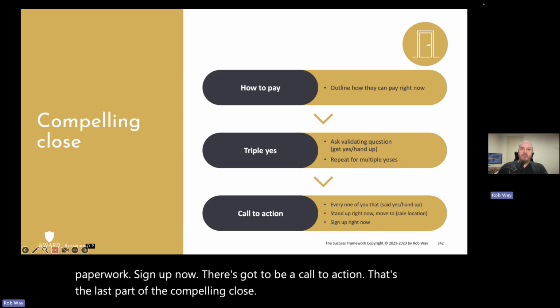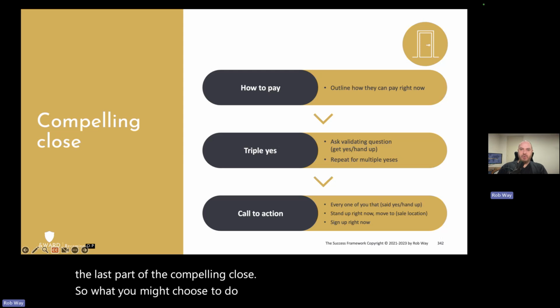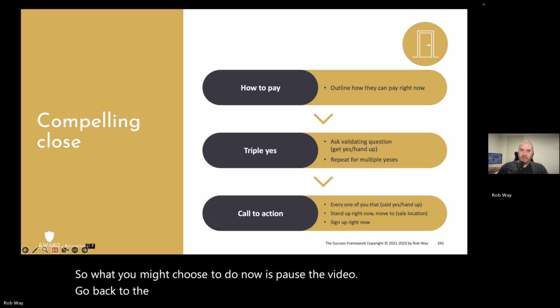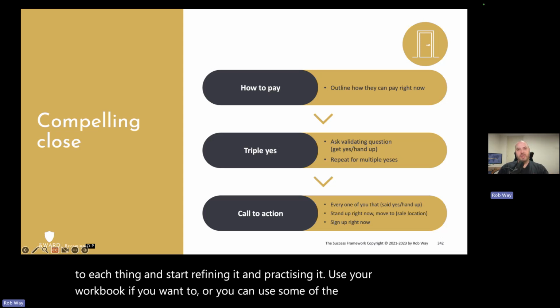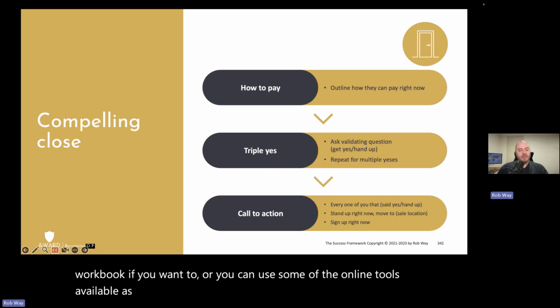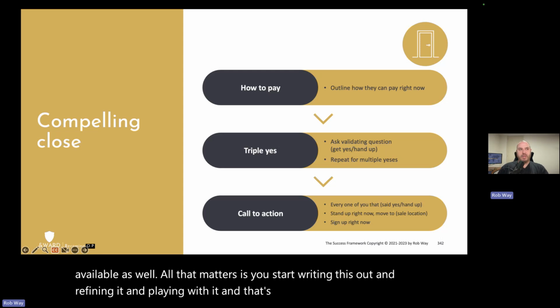So what you might choose to do now is pause the video, go back to the start, list out each section, write out your responses to each thing and start refining it and practicing it. Use your workbook if you want to, or you can use some of the online tools available as well. All that matters is you start writing this out and refining it and playing with it. And that's how you develop a compelling close.